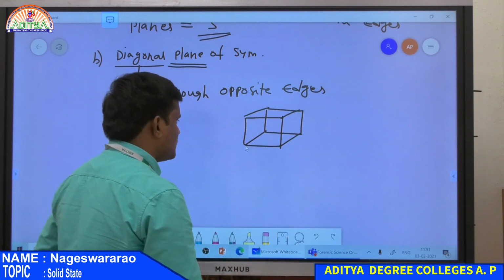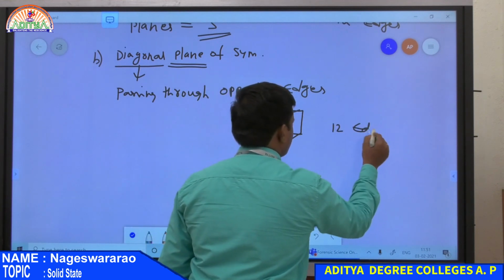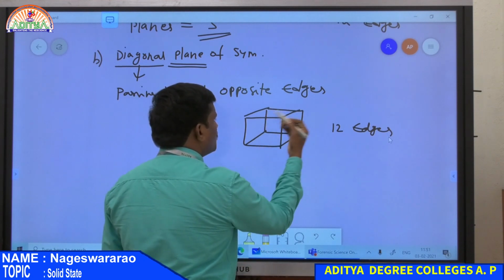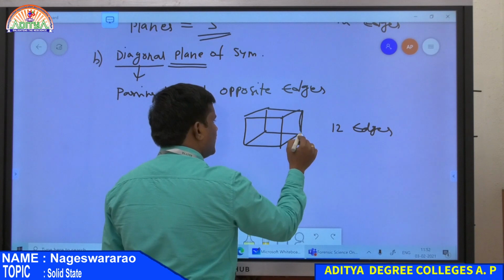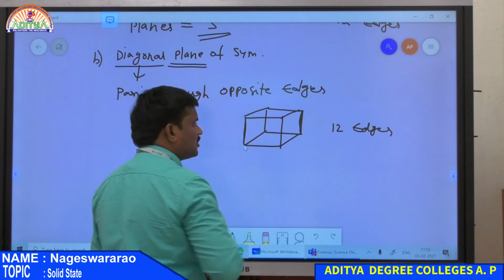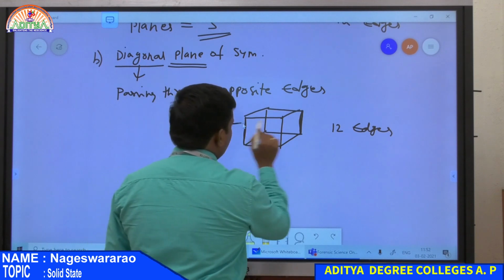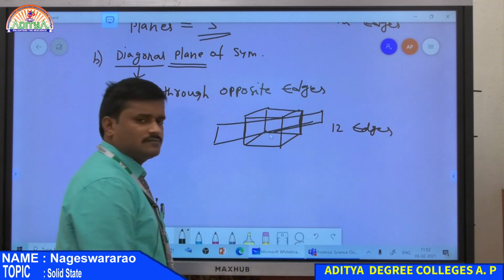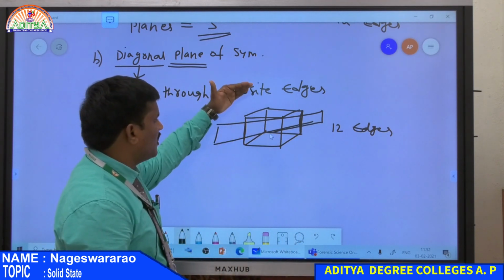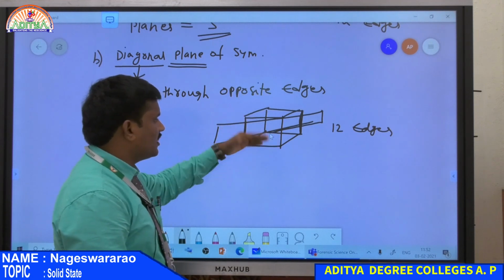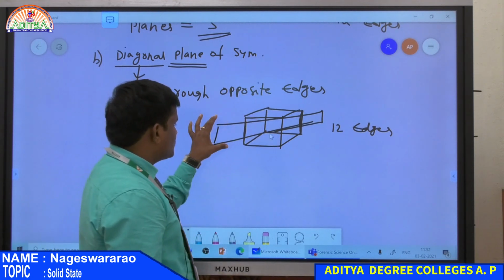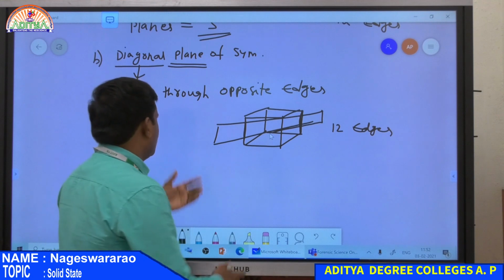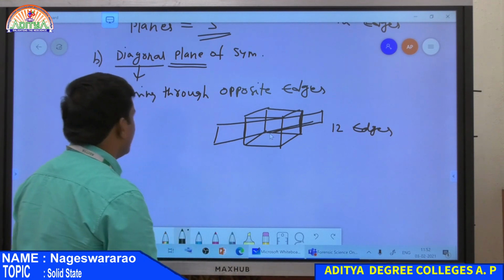So here how many edges? There are 12 edges. So if I consider a plane, that plane is passing through opposite edges. So this is the opposite edge for this edge. So both are opposite. If I imagine a plane passing through opposite edges, then it cuts the crystal into 2 equal halves. So top and also bottom, both are equal, both are mirror images. Therefore this plane is passing through opposite edges and also cuts the crystal into 2 equal halves. That is why this plane is nothing but a diagonal plane.